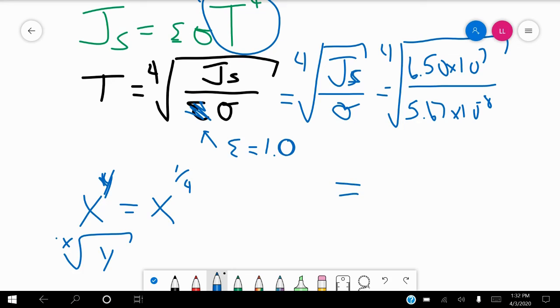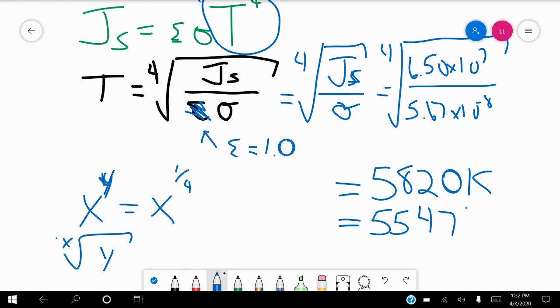Okay, so when I do that calculation, it's 5,820 Kelvin, but they may ask for it in Celsius. So all we're going to do is subtract out that 273 and get 5,547 degrees Celsius.